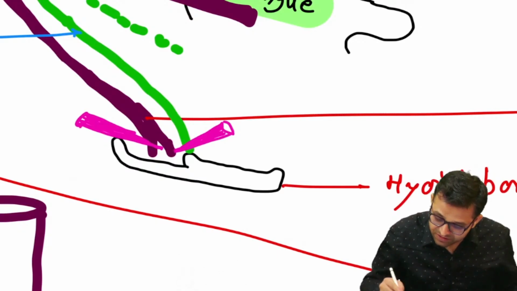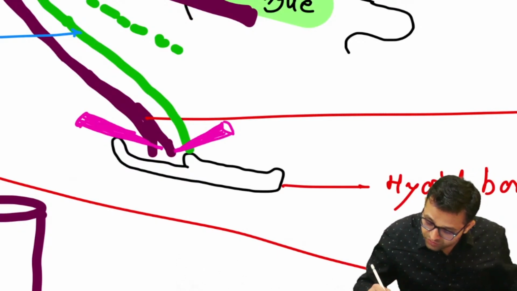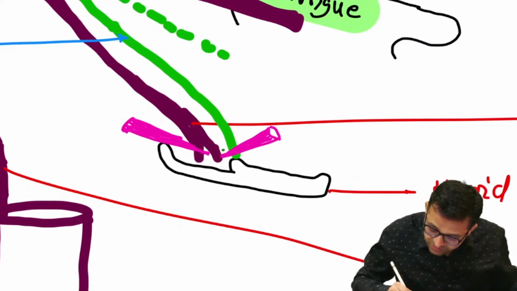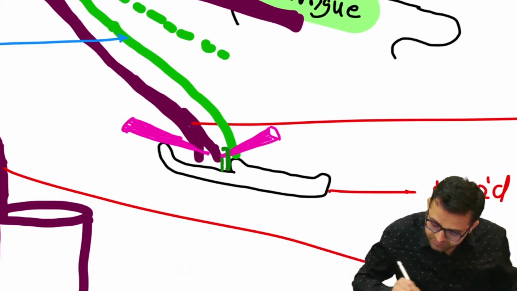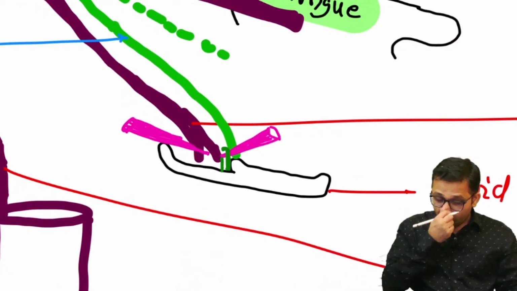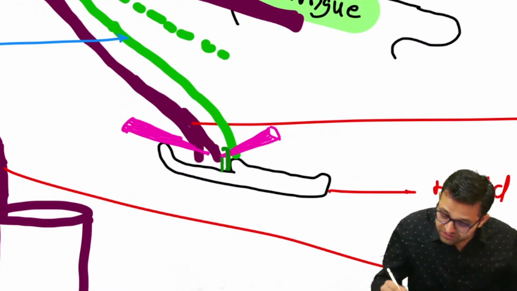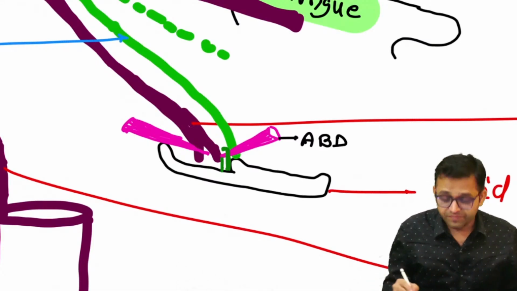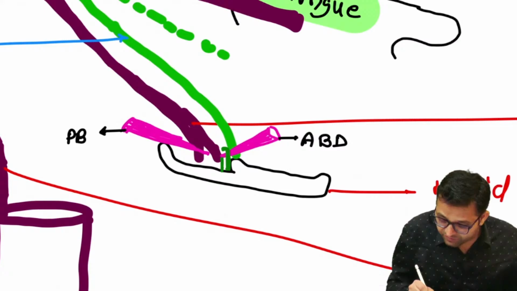Here we are going to represent that fibrous pulley with a little bit darker color. Okay, sir. So this is the fibrous pulley. Fine. Now, mentioning these structures, additional knowledge: this is the anterior belly of digastric, and this is the posterior belly of digastric.